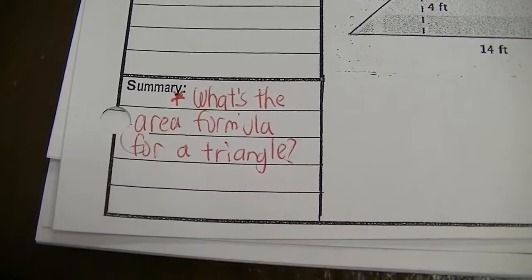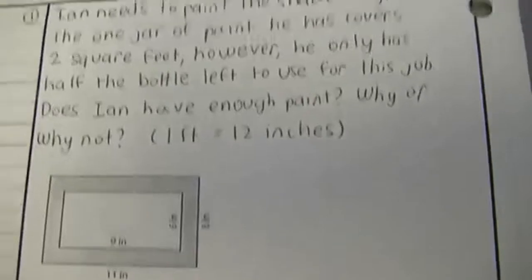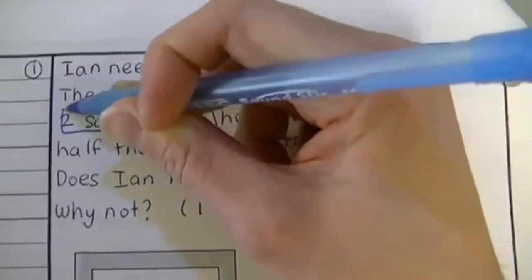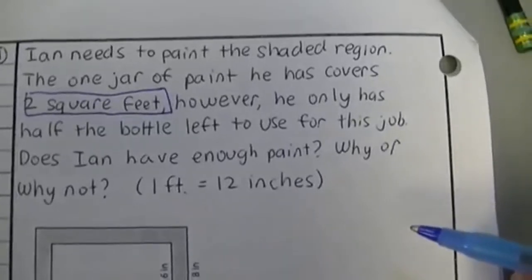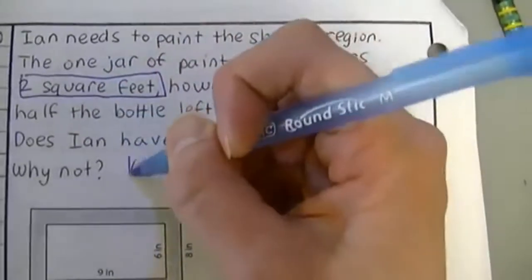Your summary asks, what's the area formula for a triangle? So Ian needs to paint the shaded region. The 1 jar of paint he has covers 2 square feet. However, he only has half the bottle left to use for this job. Does Ian have enough paint? Why or why not? And here's the hint.